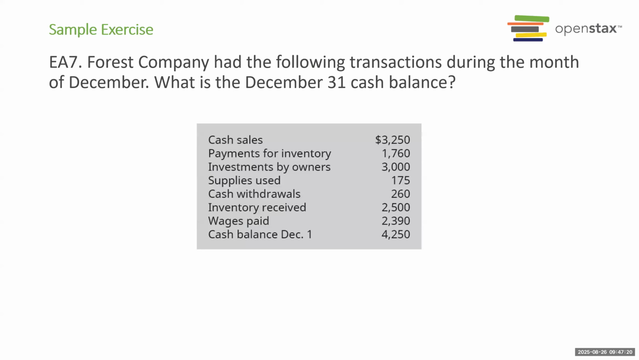We had investments by the owner of $3,000. We had supplies used of $175. We had cash withdrawals of $260. We had inventory received of $2,500. We had wages paid of $2,390. And our cash balance on December 1st, or the starting balance, is $4,250.